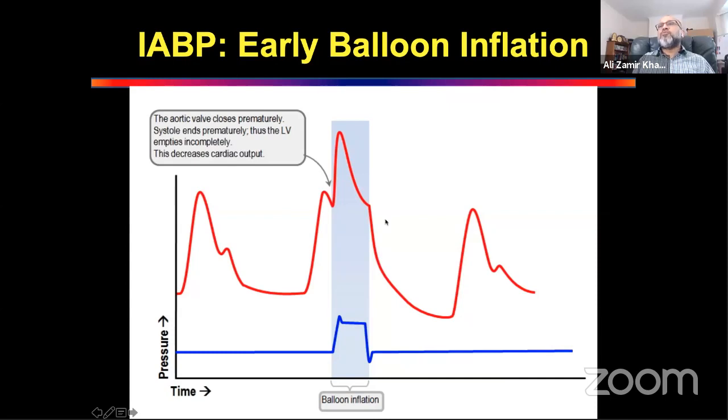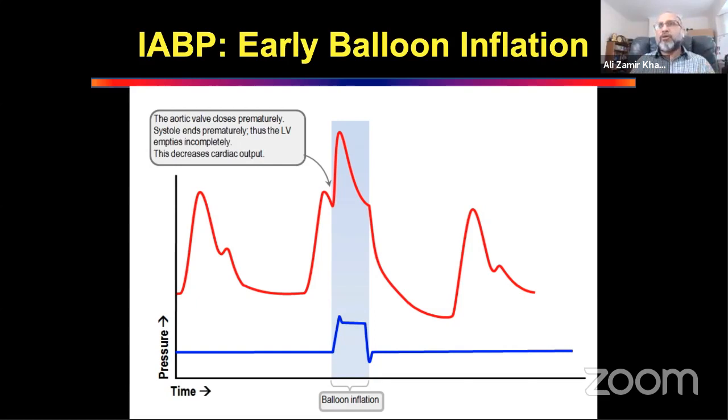Okay. So if you move this balloon inflation early in the aortic cycle, somewhere here, mid systole or late systole, then the aortic valve is closed prematurely because the pressure in the aorta will suddenly go up. When the pressure in the aorta goes up, the back pressure will cause the aortic valve to close prematurely. Systole will end prematurely and the LV will be incompletely ejected. So one is the cardiac output will go down, but in the next cycle, the heart is already full and more blood is coming on. So in a failing myocardium, you're increasing the workload of the ventricle. So that is very, very bad.